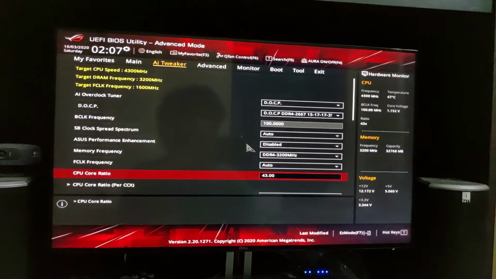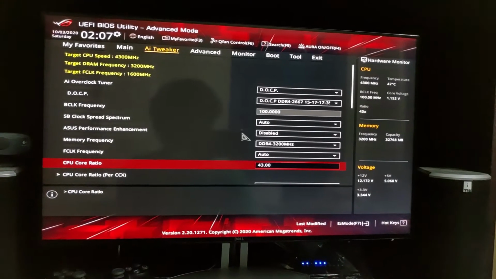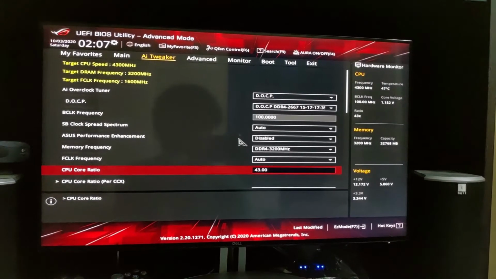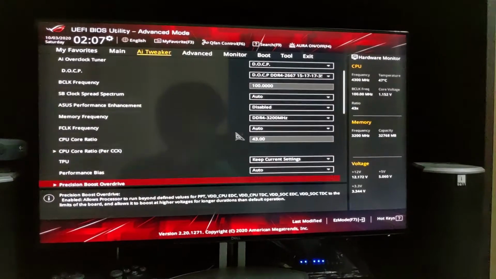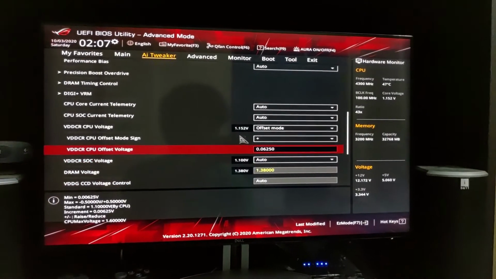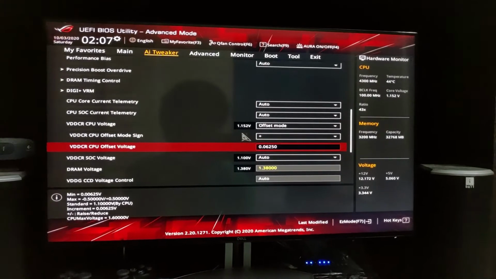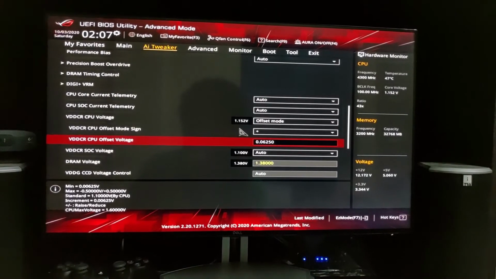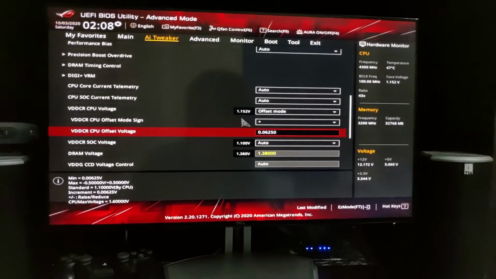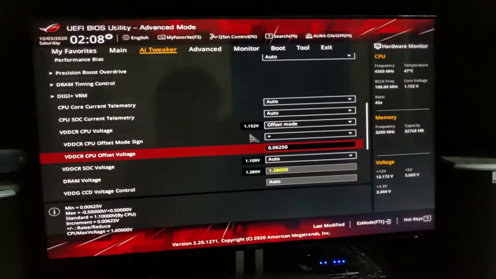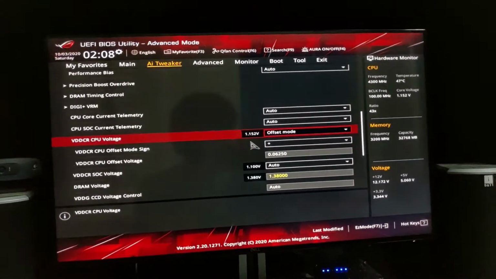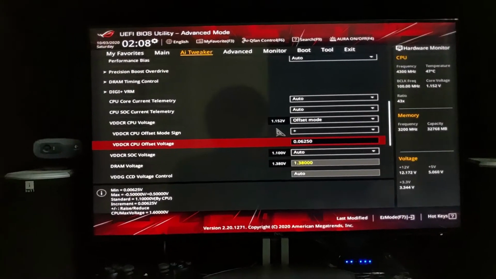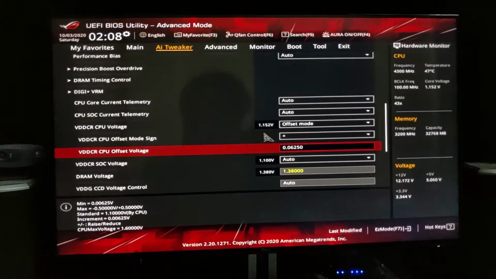So here's what I did. I set my CPU core clock ratio at 43, which means I will be able to achieve a 4.3 gigahertz clock on my CPU. And for that, I increased the voltage by, not 625 millivolts, it's 0.0625 volts, and this will also vary according to your motherboard. You may get the option in millivolts, so just convert and select the voltage accordingly.